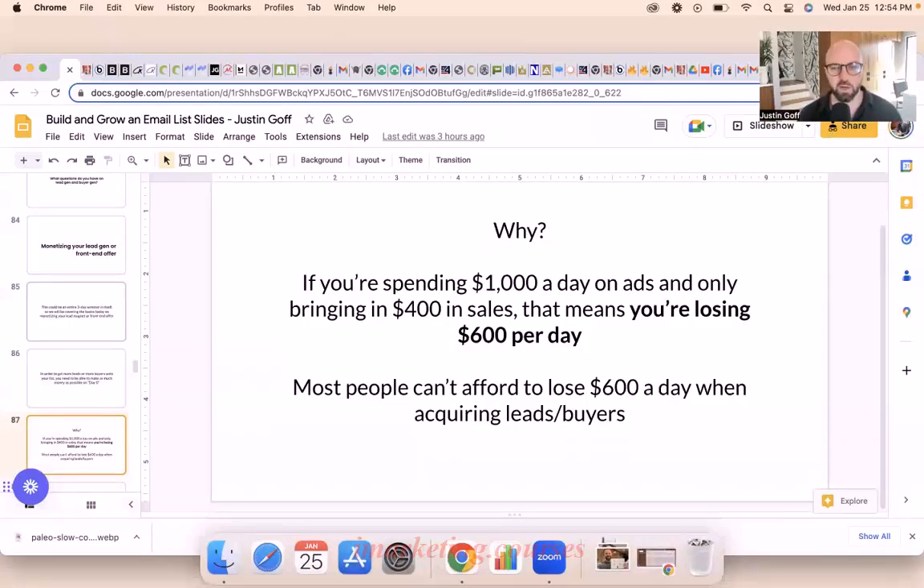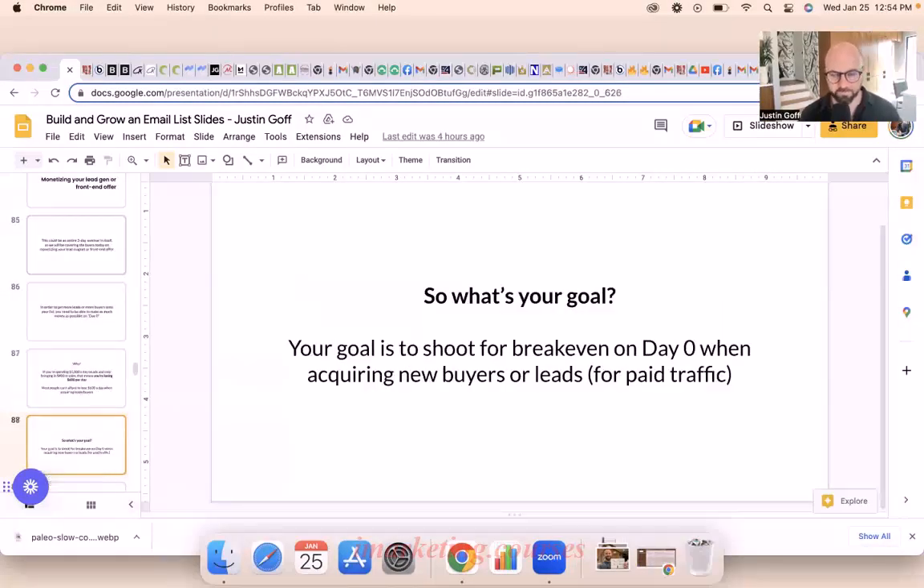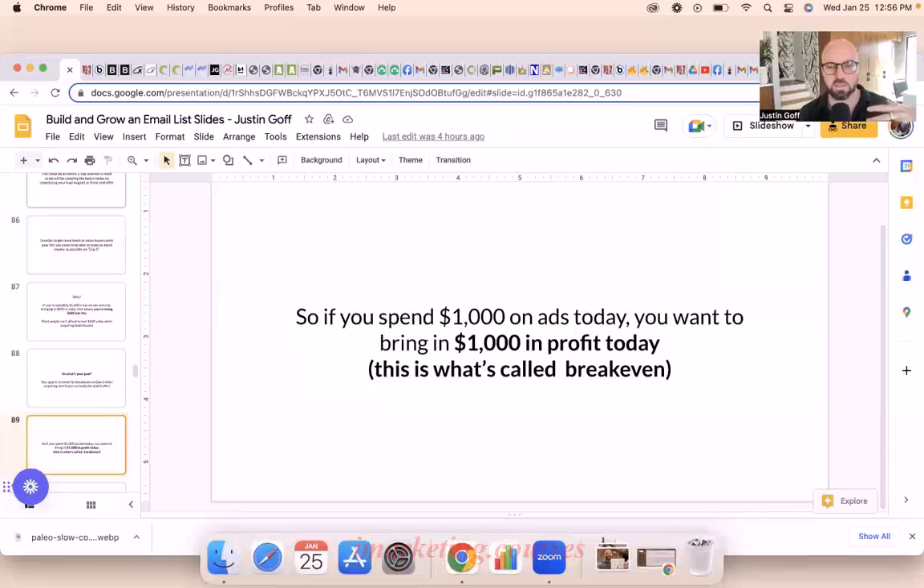And here's why. If you're spending $1,000 a day on ads and only bringing in $400 in sales, that means you're losing $600 per day. And most people can't afford to lose $600 a day when they're acquiring leads or buyers. So what's your goal? Your goal is to shoot for break even on day 0. This is when you're doing paid traffic, whether you're doing lead gen or buyer gen, you're trying to break even on your ad spend with paid traffic. So what that means is if you spend $1,000 on ads today, you want to bring in $1,000 a day.